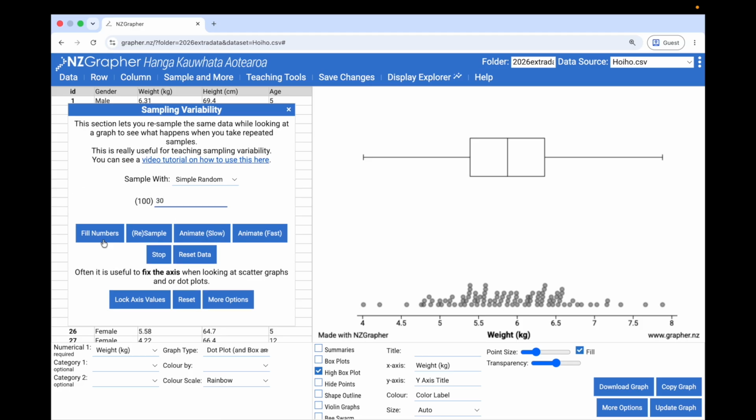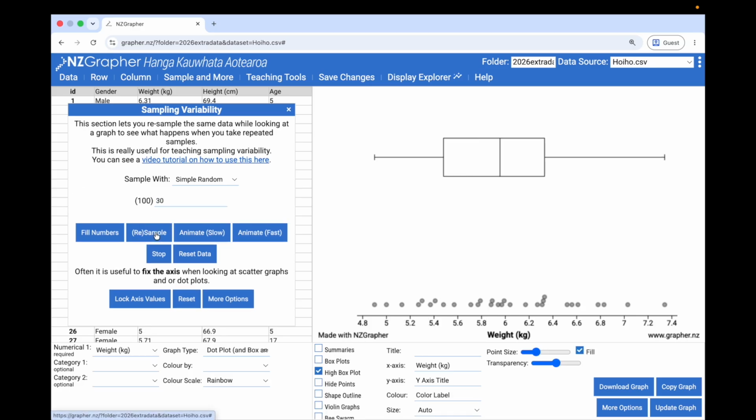30. And then I'm going to resample. So what I've done here is I've taken one sample of 30 penguins. And I can see my minimum has changed slightly, my lower quartile has definitely changed, the median has come down slightly, the upper quartile, and the maximum.